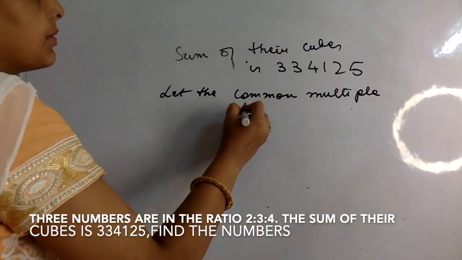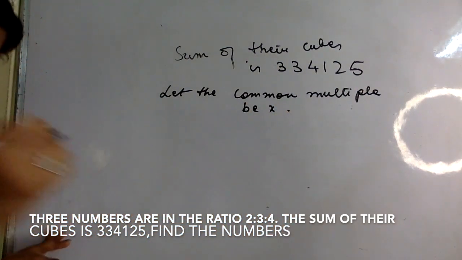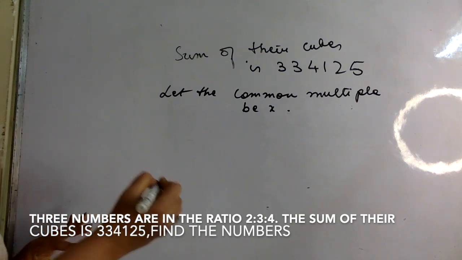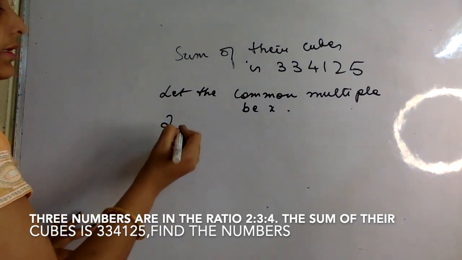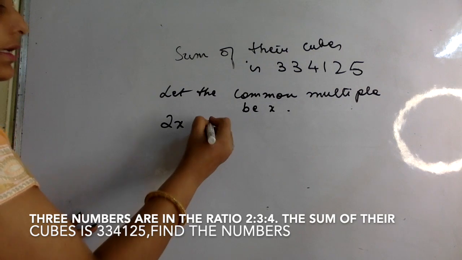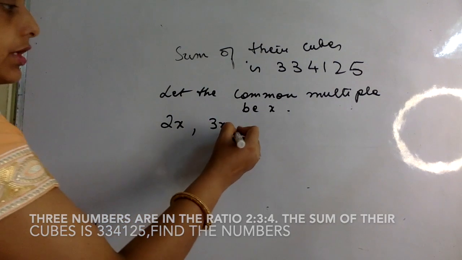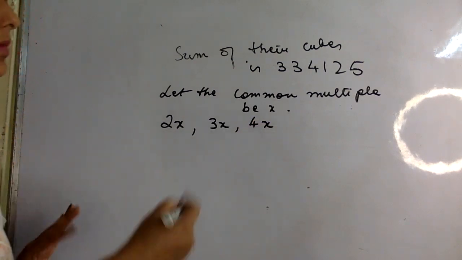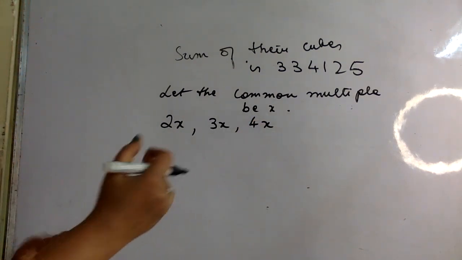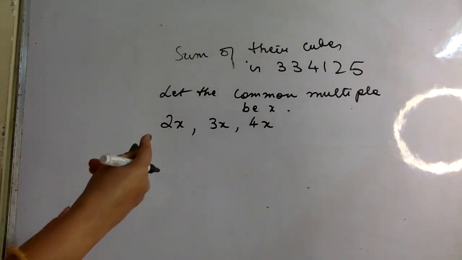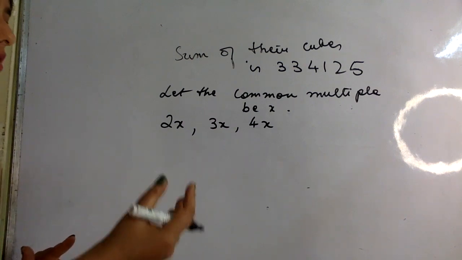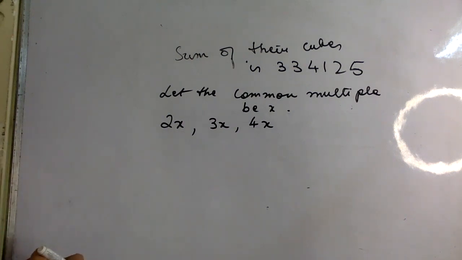Let the common multiple be x. Now the ratios are 2:3:4, so the numbers become 2x, 3x and 4x according to the ratios. Now remember one thing, 2:3:4 were the ratios. If you want to convert 2:3:4 to numbers, you'll have to multiply with the common multiple.